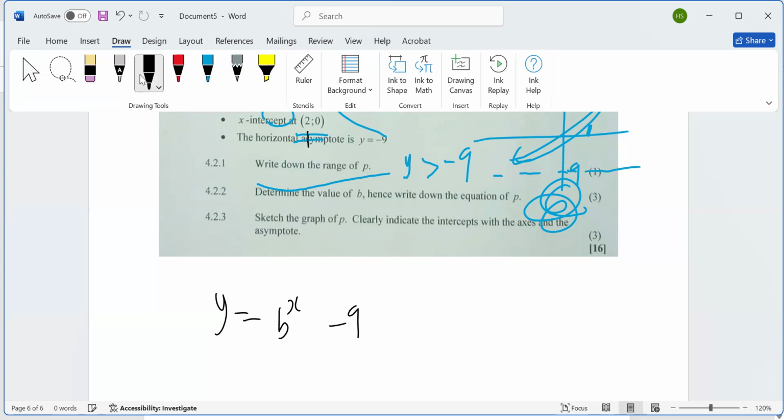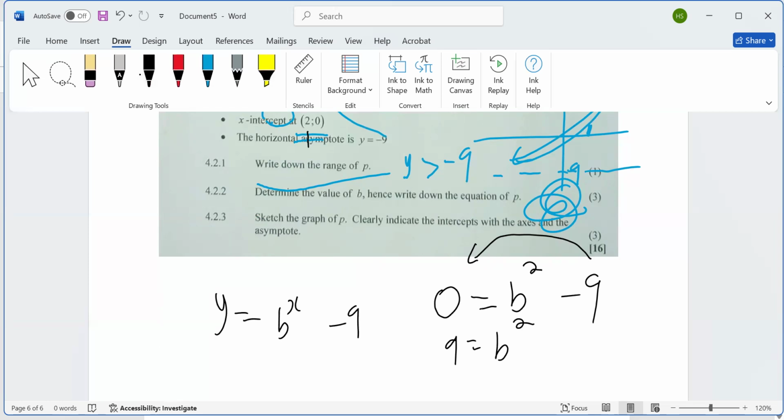So I'm going to substitute here. This is x, this one is y. So I have 0 equals b to the power of 2, minus 9. And they said b should be positive. We're going to take this to the other side. It says 9 is going to be equal to b squared. After that, you want to get b, so you square both sides. And we are told here b should be greater than 0.